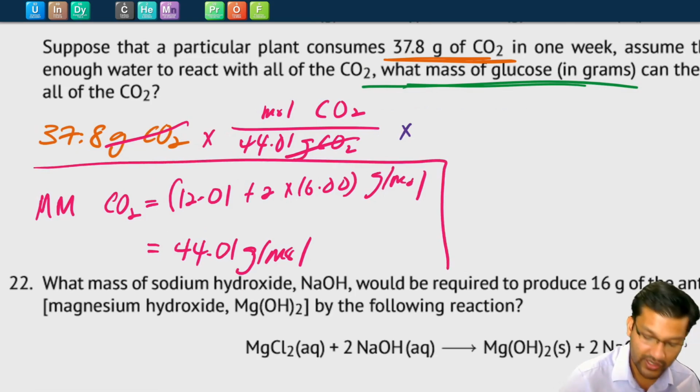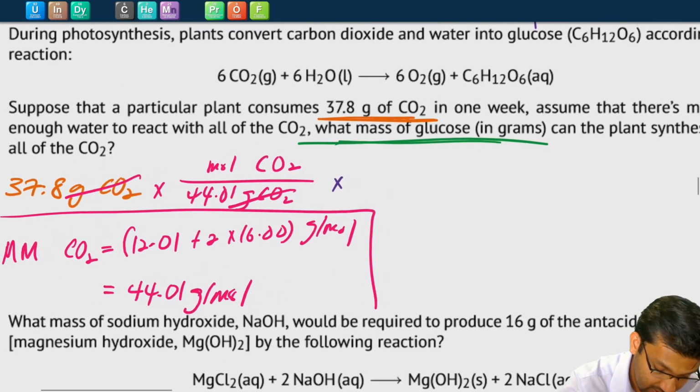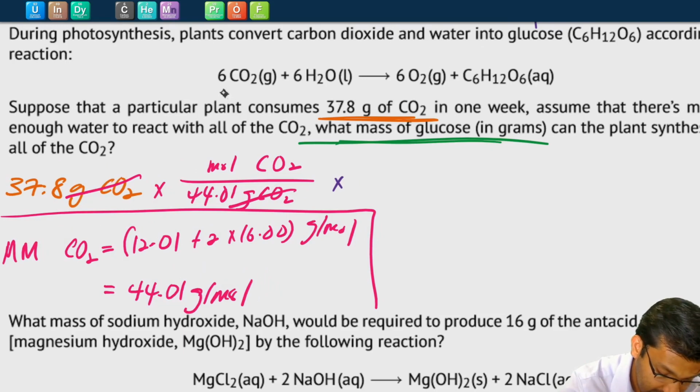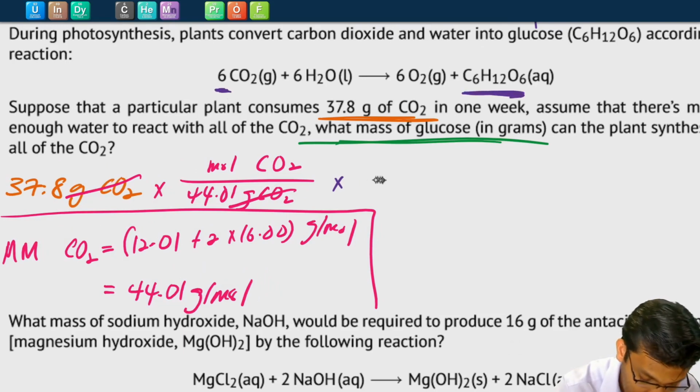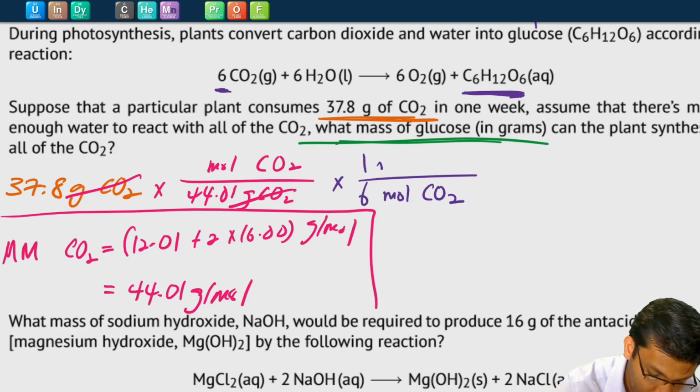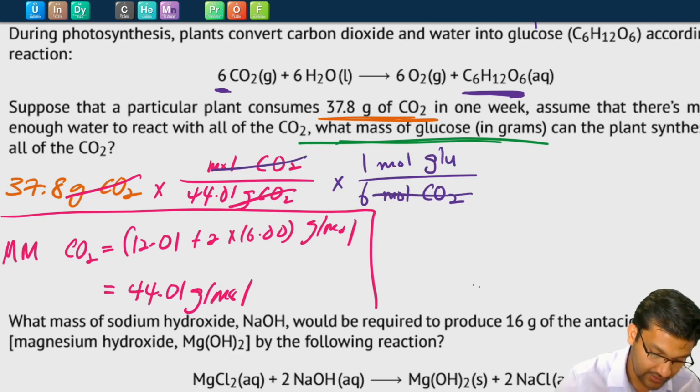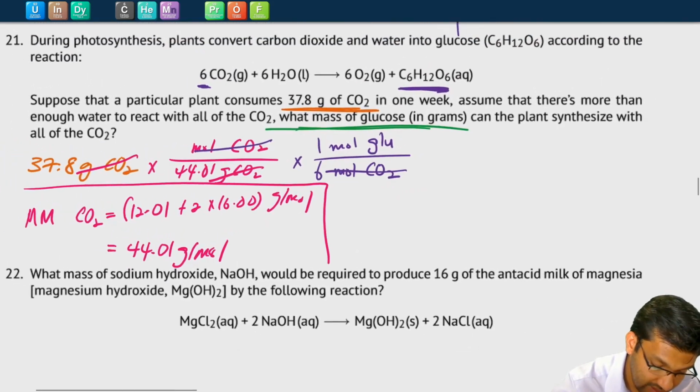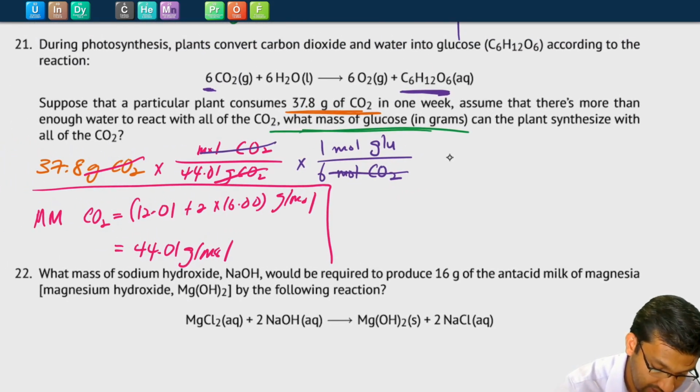We're going to use the mole ratio to convert from moles of CO2 to moles of glucose in this equation. So in this equation, 6 moles of CO2 goes to form 1 mole of glucose. So 6 moles of CO2 forms 1 mole of glucose. I'm just going to put GLU for glucose. And so moles of CO2 cancel out. And now we need to convert moles of glucose into mass of glucose using the molar mass.